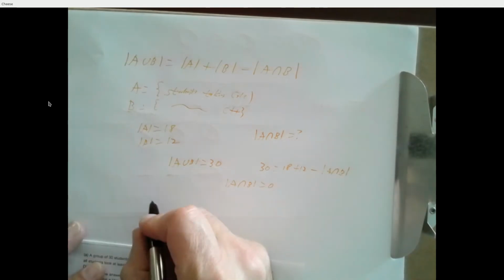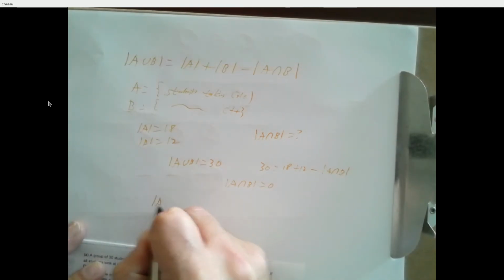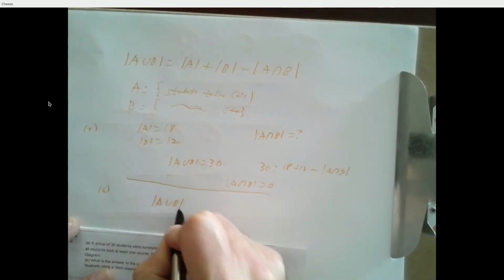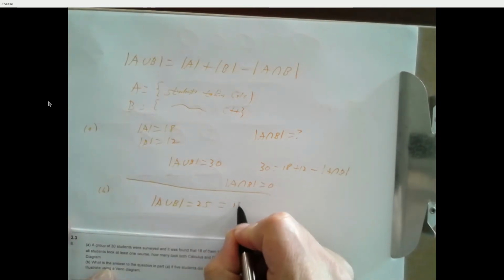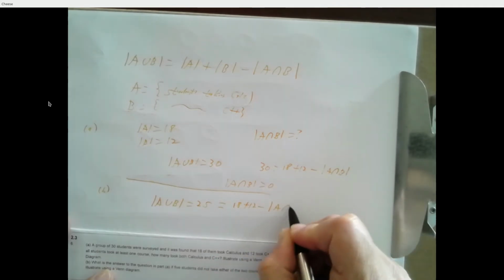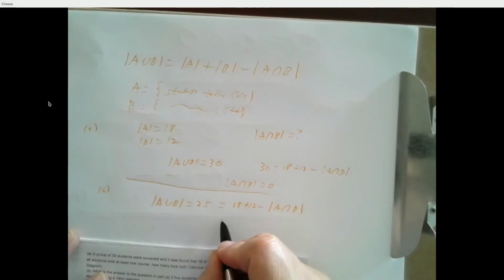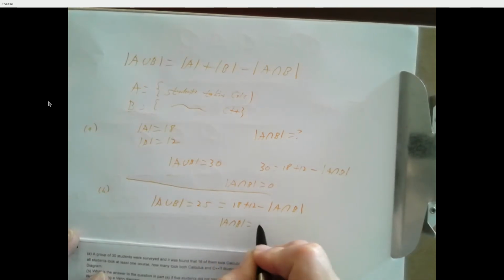Now, if 5 students did not take either of the 2 courses, that tells you that of the 30 students, 25 took either A or B, right? Took either calculus or C++. So the cardinality of this union is 25. And that's got to be equal to 18 plus 12 minus the size of the intersection. And so that tells you, if you just do the algebra, that the intersection must contain 5 students. So 5 students took both.